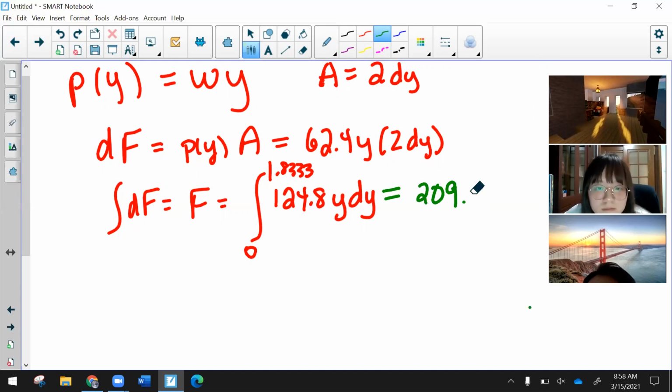209 point what? 7. We'll call it 7. I used the repeating decimals. Got it. We'll call it 209.7. Is that what other people got? Okay. And it is our usual stupid unit, foot-pounds.